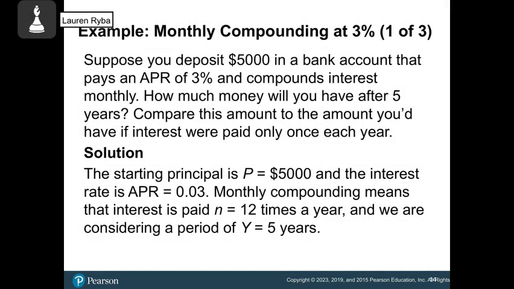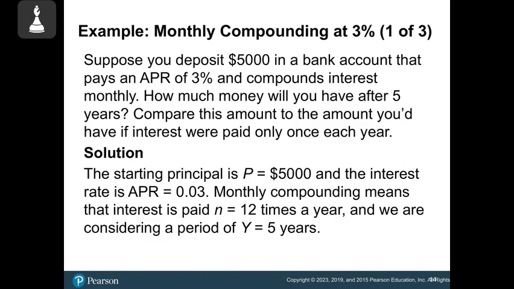So now let's compare yearly with monthly. Suppose you deposit $5,000 in a bank account that pays an annual percentage rate of 3% and compounds interest monthly. How much money will you have after those 5 years? And then compare this amount to the amount you would have had if you only got it once a year.